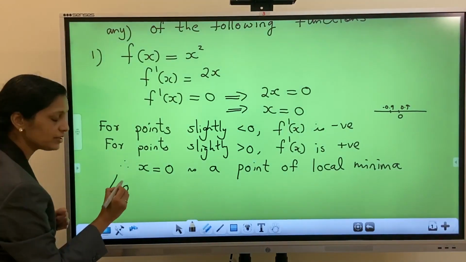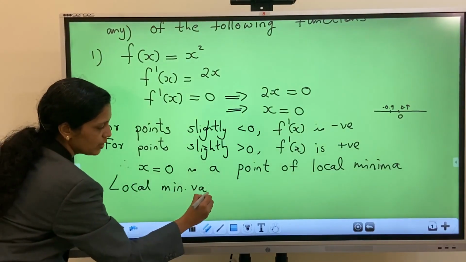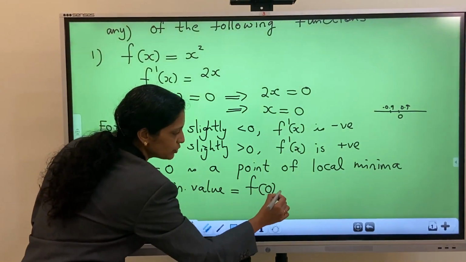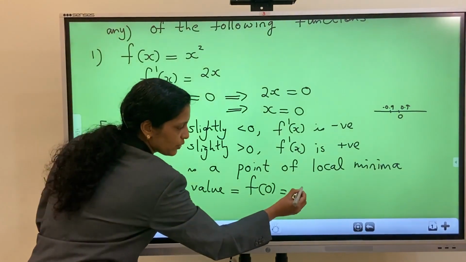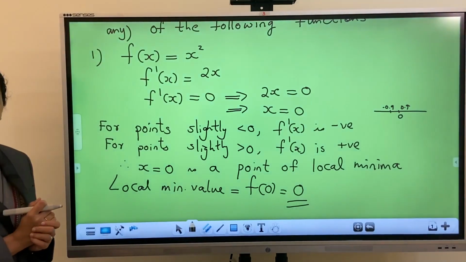And how can we find the local minimum value? Local minimum value is equal to f of 0. In the function you have to put 0 in the place of x. It is 0 square, equal to 0. This is the method of answering.